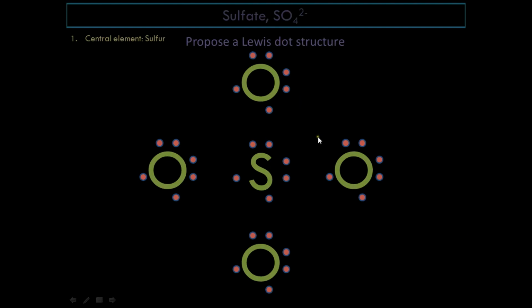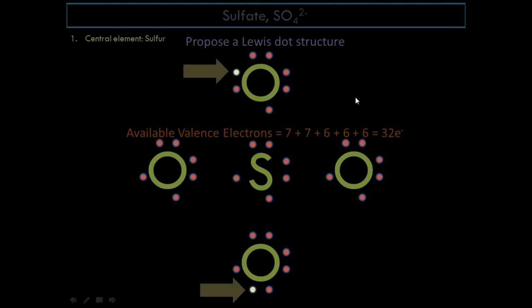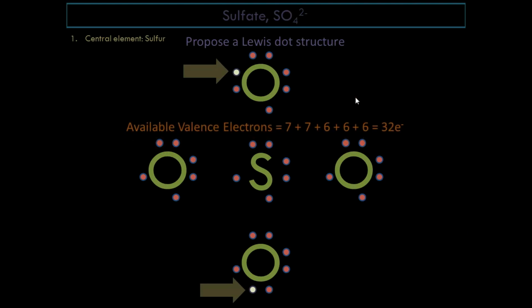Okay, so now stare at the screen, and I'm going to show you each of the possible Lewis dot structures for sulfate. And let's not forget the excess 2 electrons here, because it's a charged species. Now let's not forget the available electrons. 6, 6, 6, that is 18. Then 7, 7, for a total of 32 electrons.